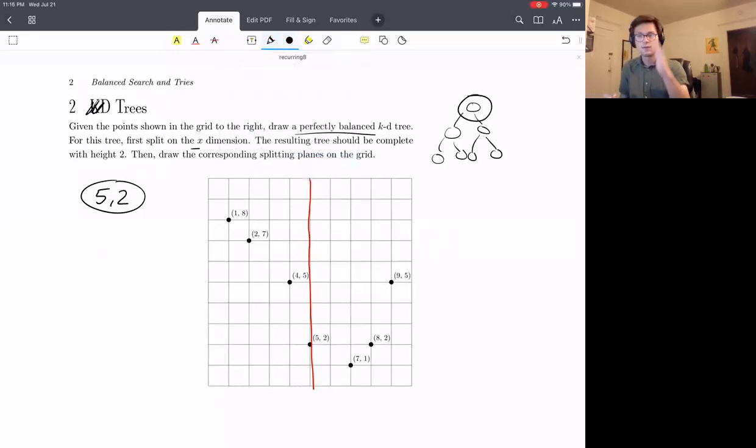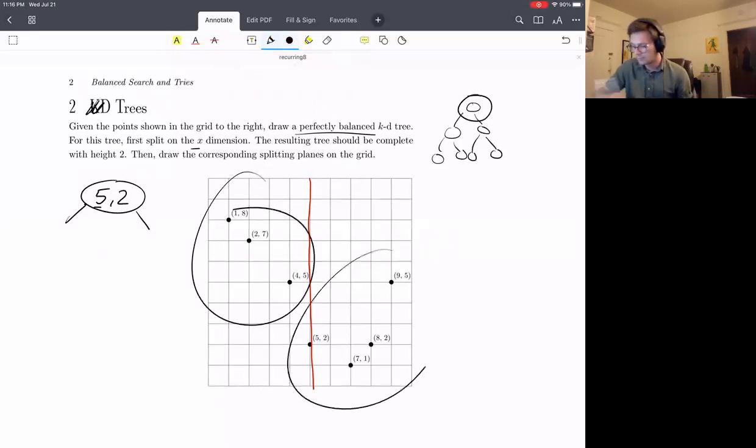Right? Remember, (5, 2) has 2 children. Everything to the left is going to be less than 5 on the x-axis, and everything to the right is going to be more than 5 on the x-axis. And you can see that correspondingly here. Any point here is going to correspond to the left. Any point here is going to be on the right.